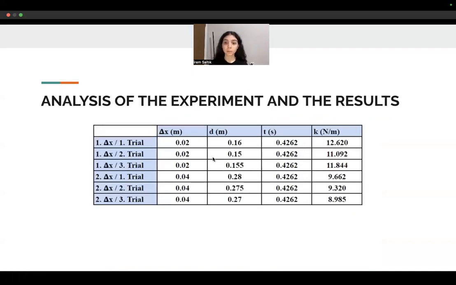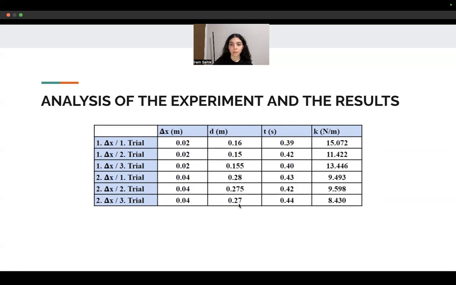This is the first table. As you can see, all the time t values are the same because it was calculated with the formula that I showed before. The k spring constant values are calculated according to this time t, the distance, and the delta x. As you can see, I repeated the experiment 3 times by pulling the spring 2 centimeters, and I also repeated the experiment 3 times by pulling the spring 4 centimeters.